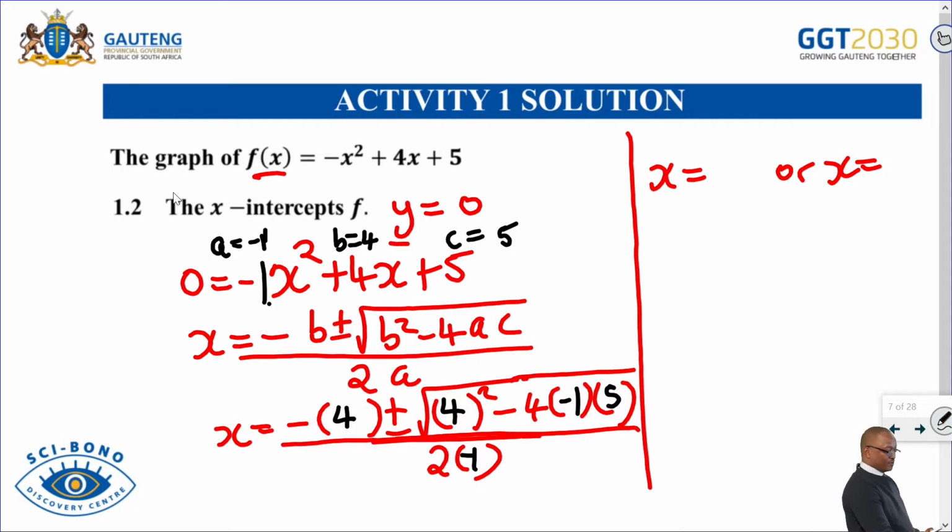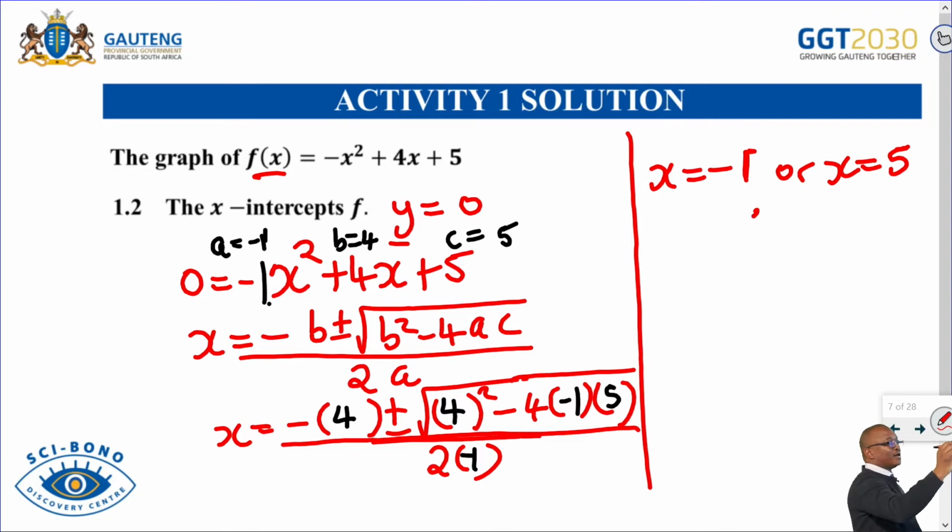Remember, your a there has to be -1. So what do we have there? Remember, in this case, you are going to have your x as -1, and the other x is going to be 5. So that's how you are going to get the values of x. One value of x there is going to be -1, and the other one is going to be 5.